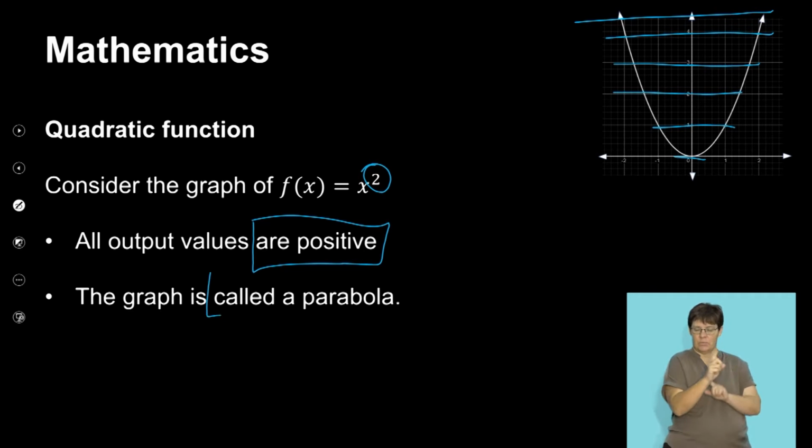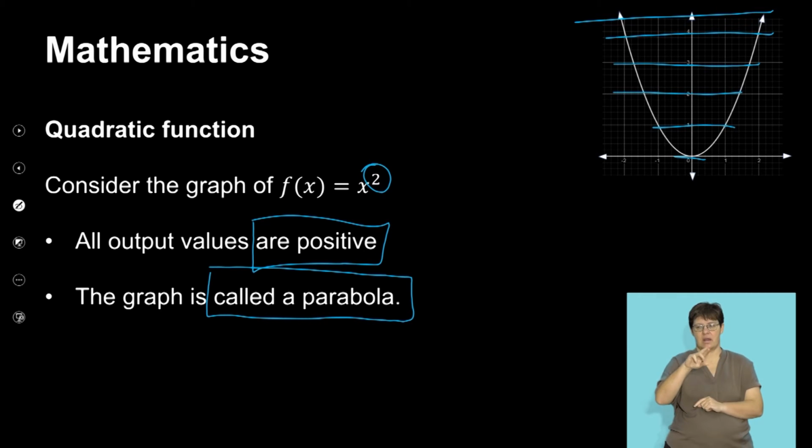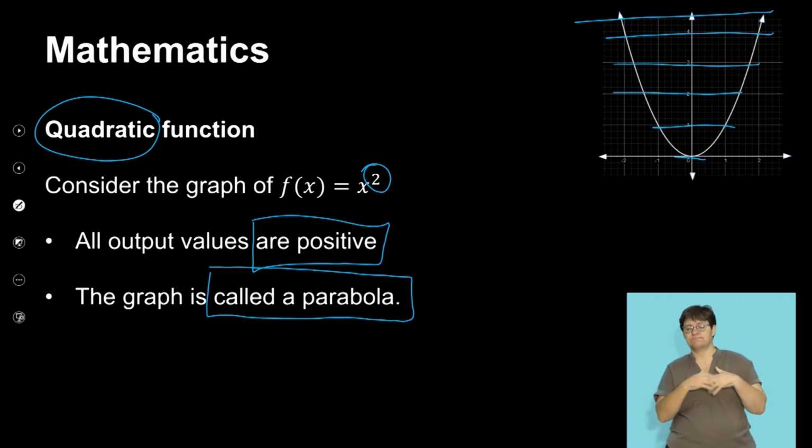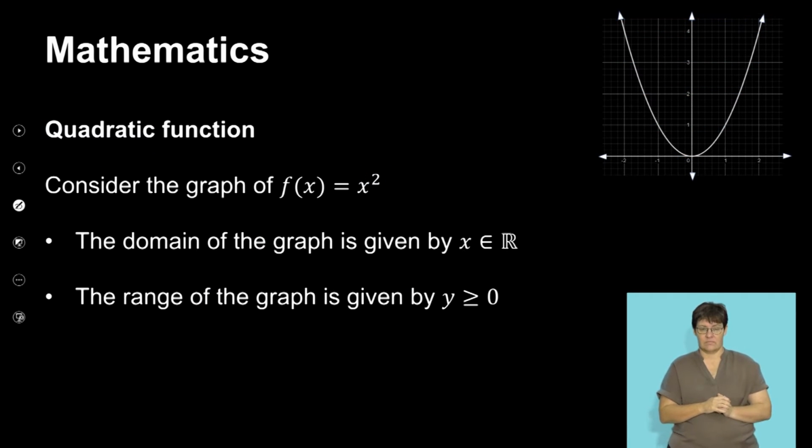And then the graph, we call it a parabola. So this is called a parabola. Why we call it this is because we're not going to be using the words quadratic function going forward. It will be draw the following parabola or analyze the following parabola. So that's the word we are going to be using going forward.